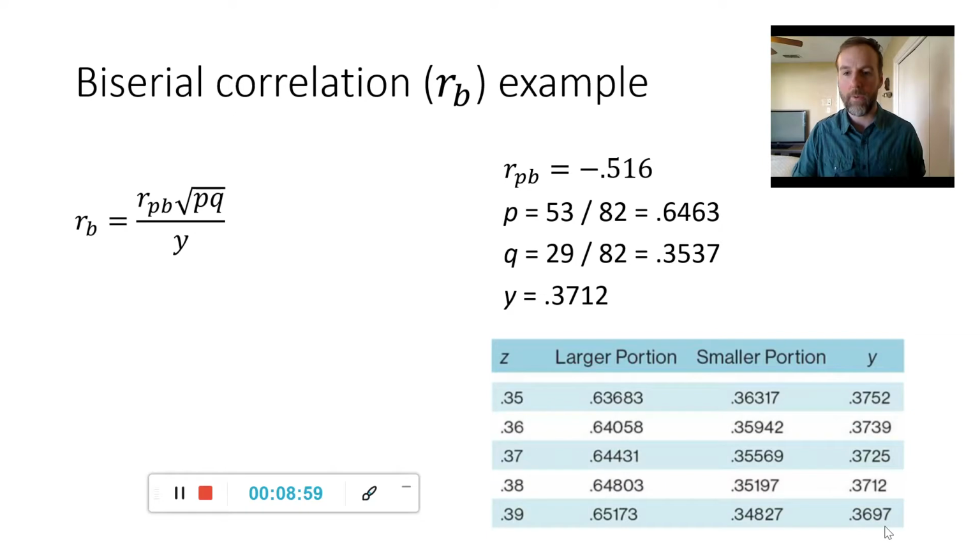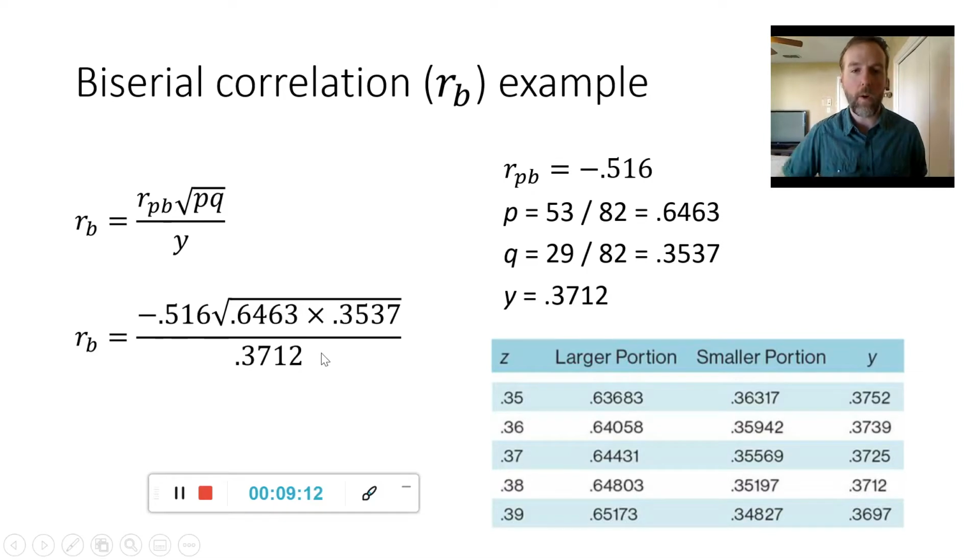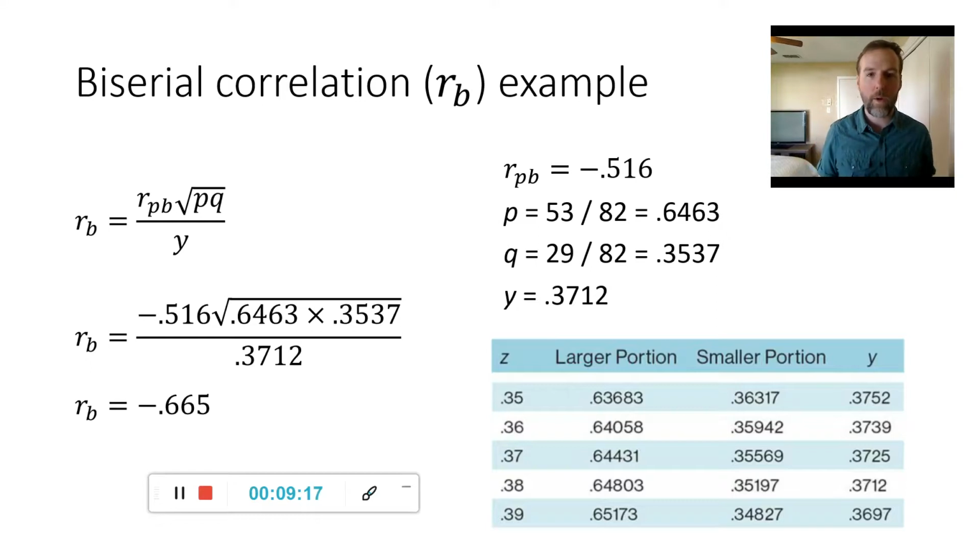So that's how we get that Y. Sorry, wrong Y value. Here's our Y value, 0.3712, based on a larger proportion of 0.64803. Okay, great. So we plug all of that into our formula, do that math, and we find that our biserial correlation, so we still use the letter R, but we put a subscript B to denote a biserial correlation, is negative 0.665. So there are ways to look at correlations when one of your variables is not continuous.